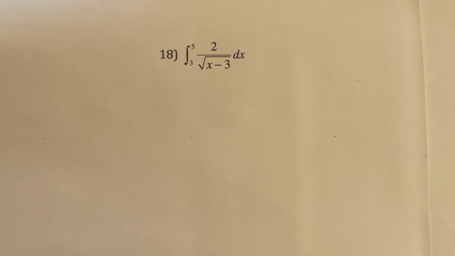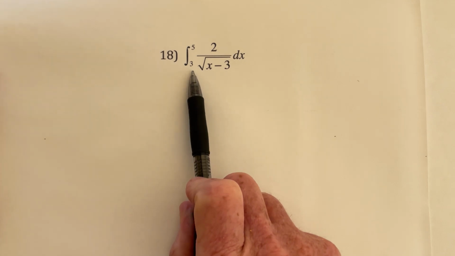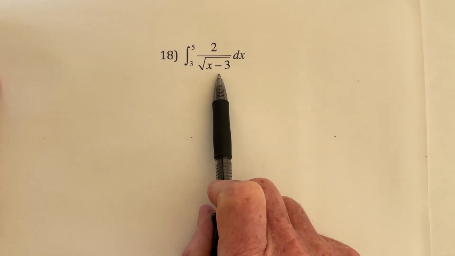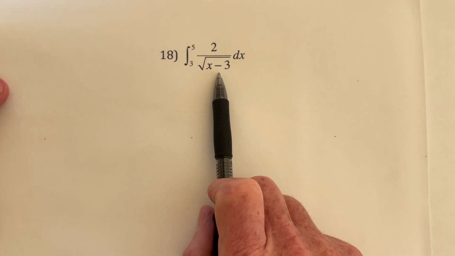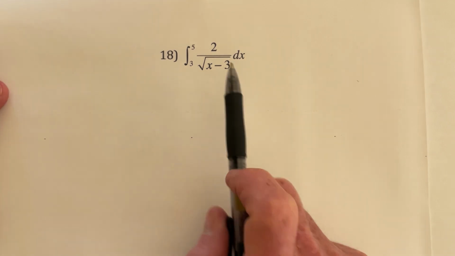This is what we like to call in the business an improper integral. What makes it improper is if you substitute a 3 into this function, that's going to give us division by 0. So that doesn't really mean the answer is going to be undefined or infinity. It just means we need to integrate and see what happens.